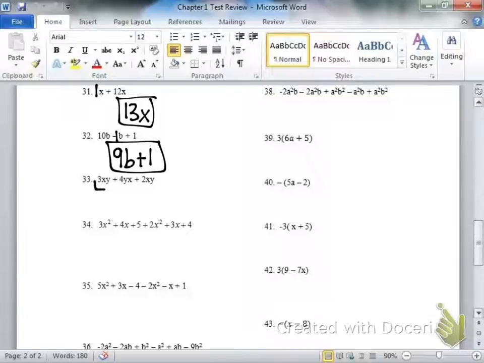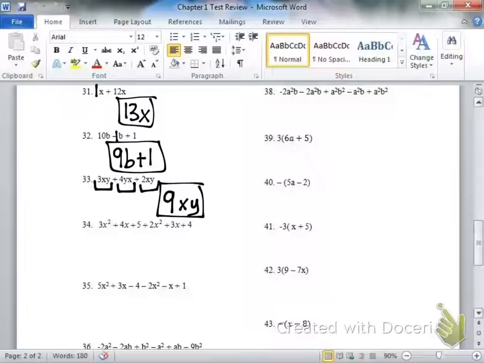Now, there's something tricky on 33. xy is the same thing as yx. So these are actually all like terms. The order of the multiplication does not matter. So you can actually combine them all. 3 plus 4 plus 2 is, what is that, 9xy, or yx if you prefer.